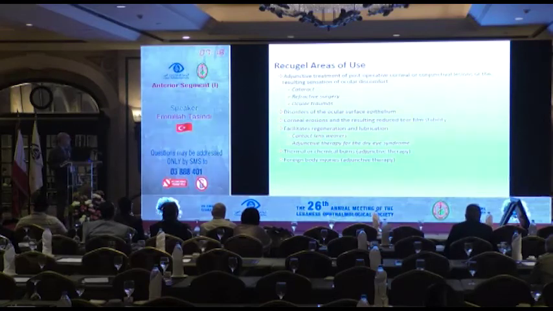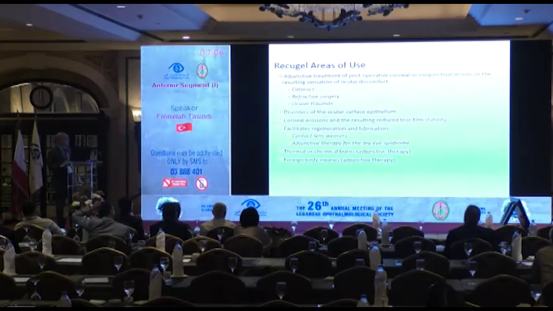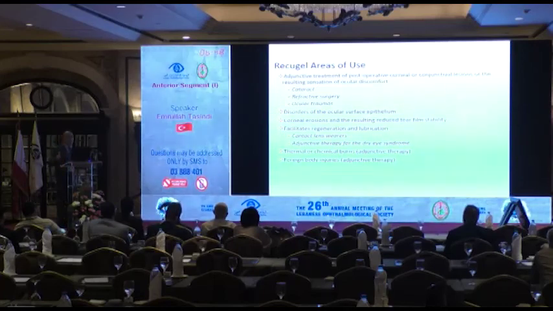When we look at the areas of use for Recogel, cataract surgeries, refractive surgeries and ocular traumas are very important. Also disorders of the ocular surface epithelium, corneal erosions, and the resulting reduced tear film stability. It also facilitates regeneration and lubrication. Nighttime contact lens wearers have very good comfort. It is adjunctive therapy for dry eye syndrome, and in thermal and chemical burns it helps regeneration very much. For foreign body injuries, again it closes the epithelium in a very short time.